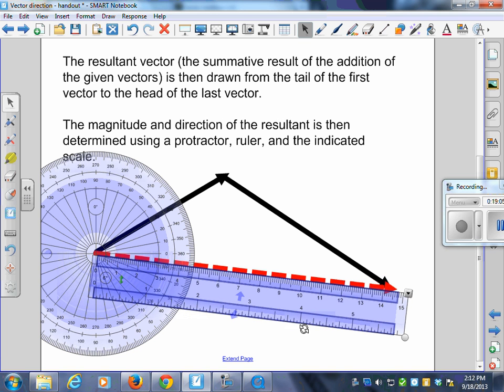You take out your ruler and you measure. That's how you do it. You do not go a squared plus b squared equals c squared. Why not? Because that's not a right triangle.